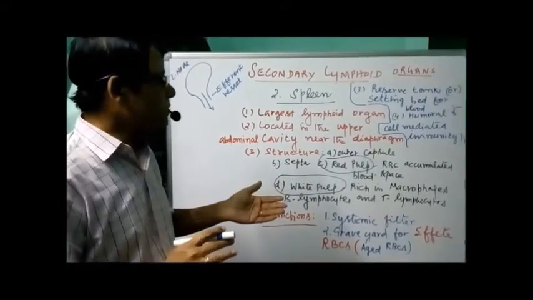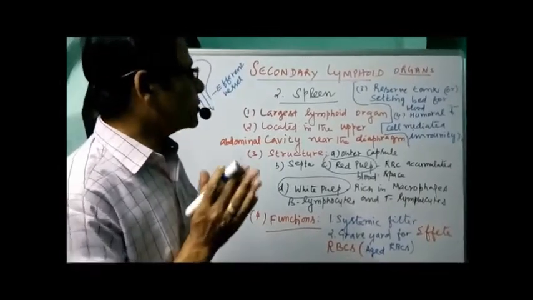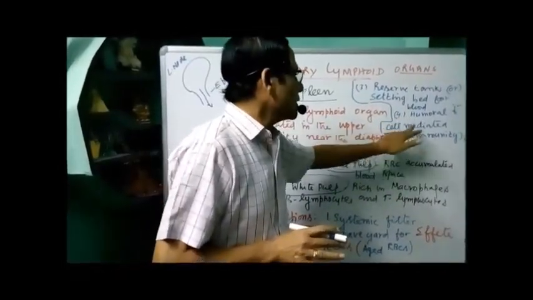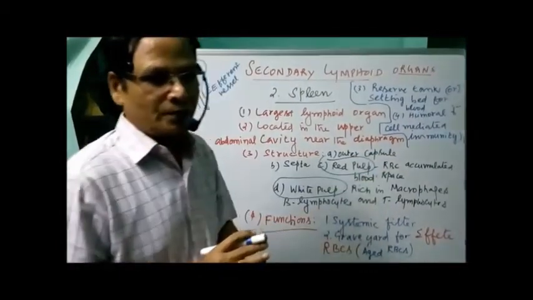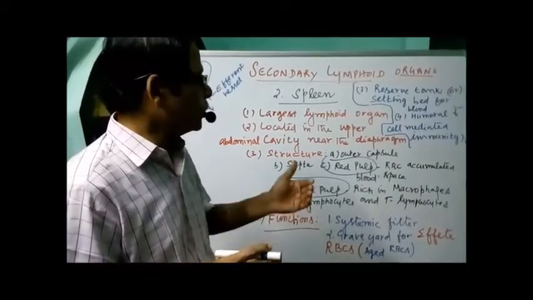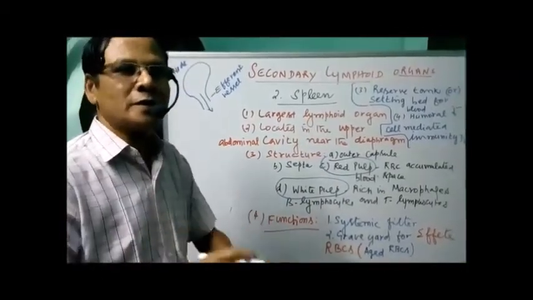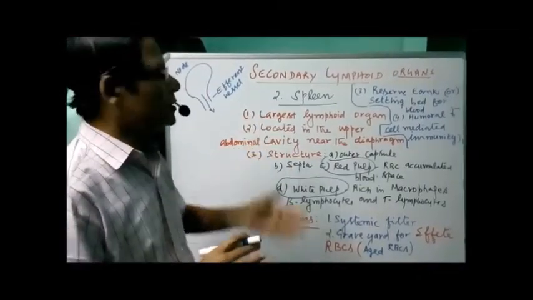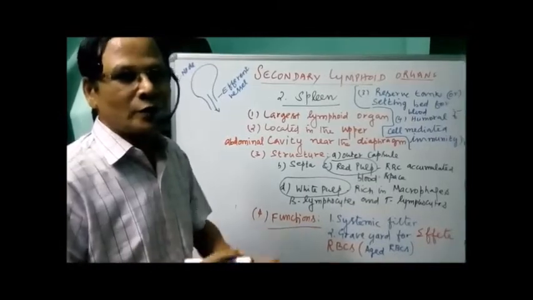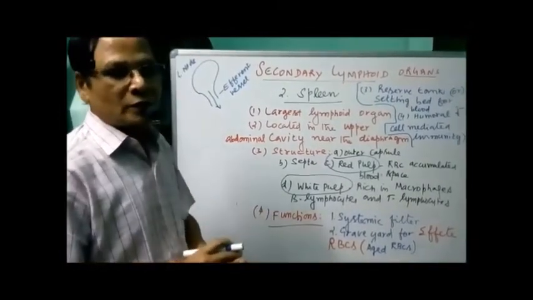Now as it contains B cells, T cells and macrophages, it is involved both in humoral and cell-mediated immunity. Because of the production of antibodies, and because of the presence of macrophages, the spleen is involved both in humoral and cell-mediated immunity. That's about the spleen, the largest lymphoid organ in the body, a systemic filter. Now we'll go for the other secondary lymphoid organs.